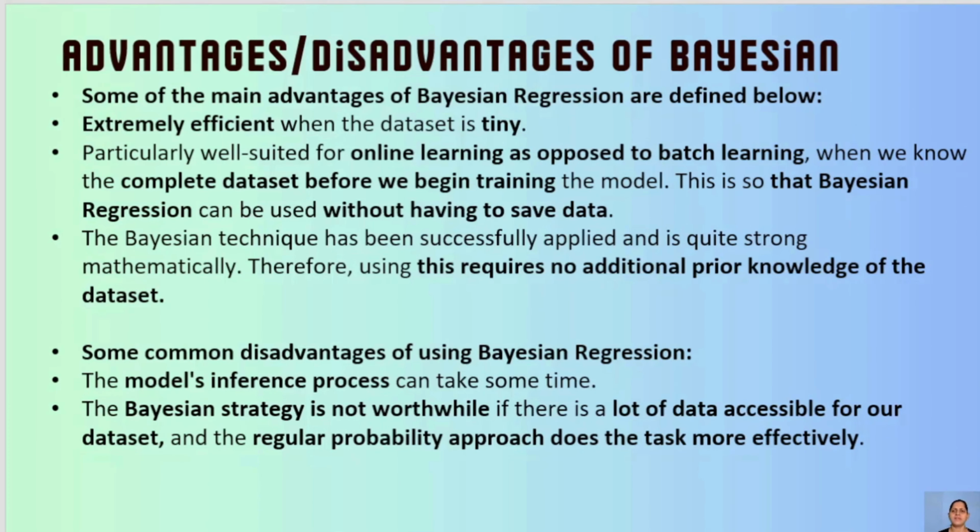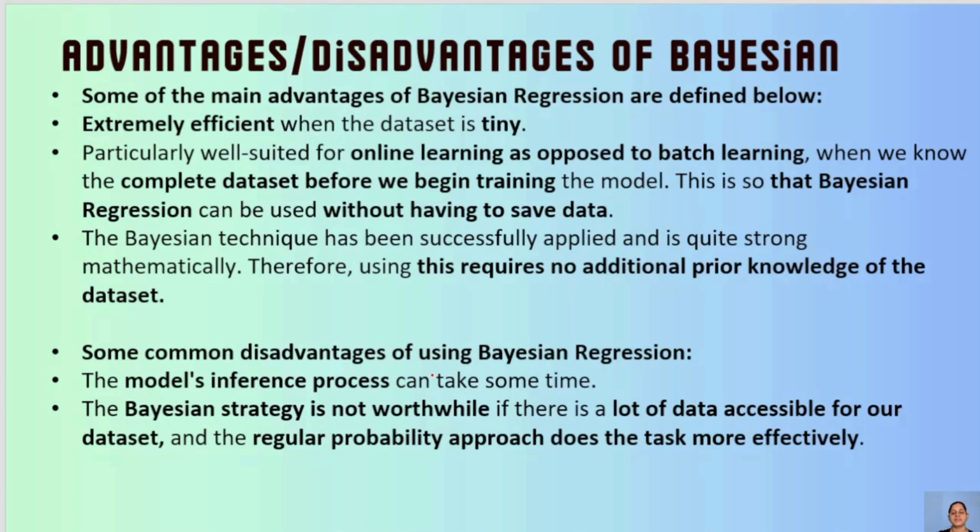Then we have several advantages and disadvantages of Bayesian. Some of them I have already told you. It is better when we are talking about a small data set. It's not a good approach for a larger one, because here it is not getting trained with batch learning. It is learning based on the probability density concept. And with the Bayesian algorithm, it is not needed to know the prior knowledge of the data set. You can just go ahead and understand the distribution and predict the output.